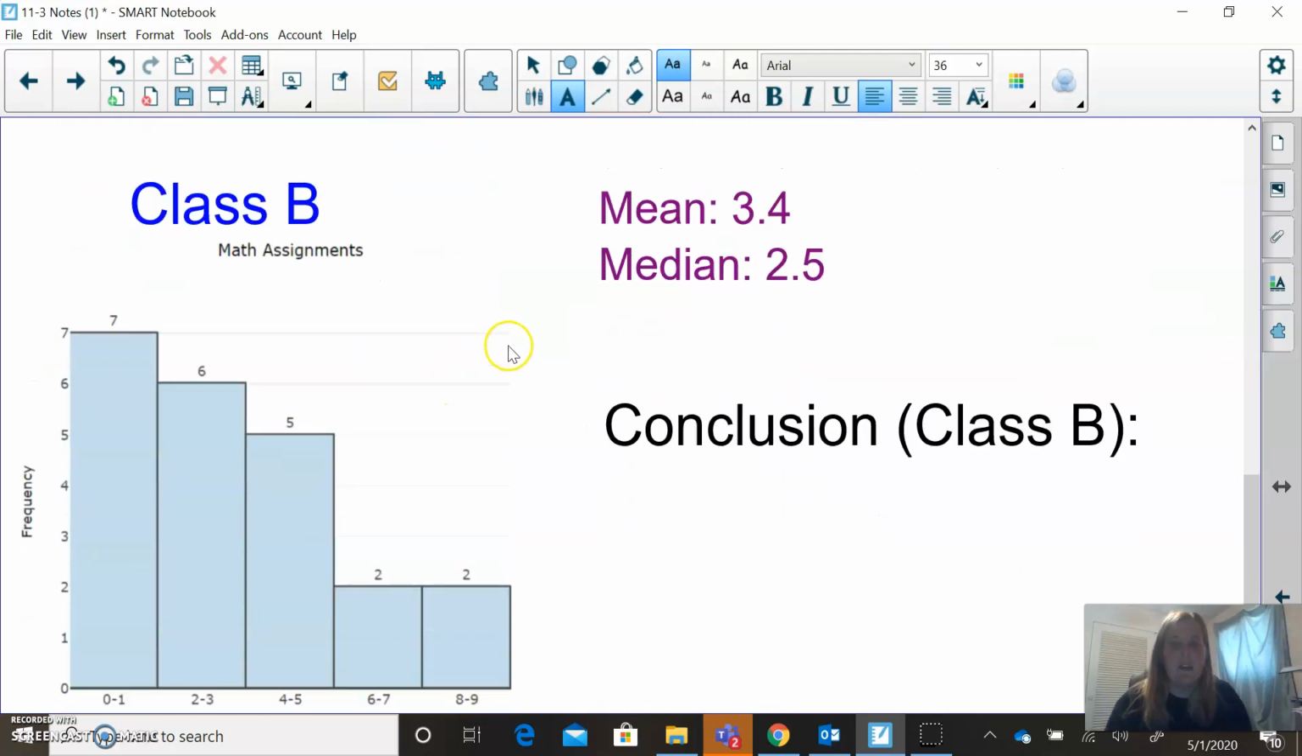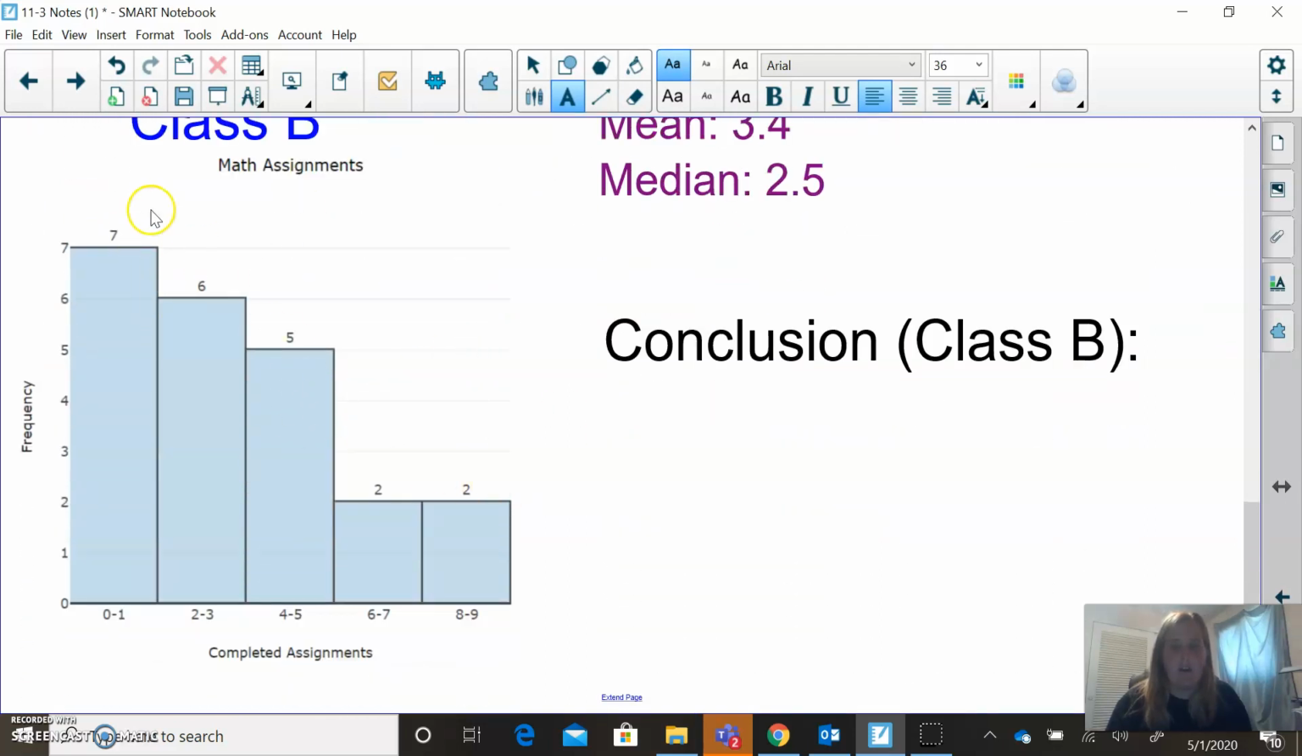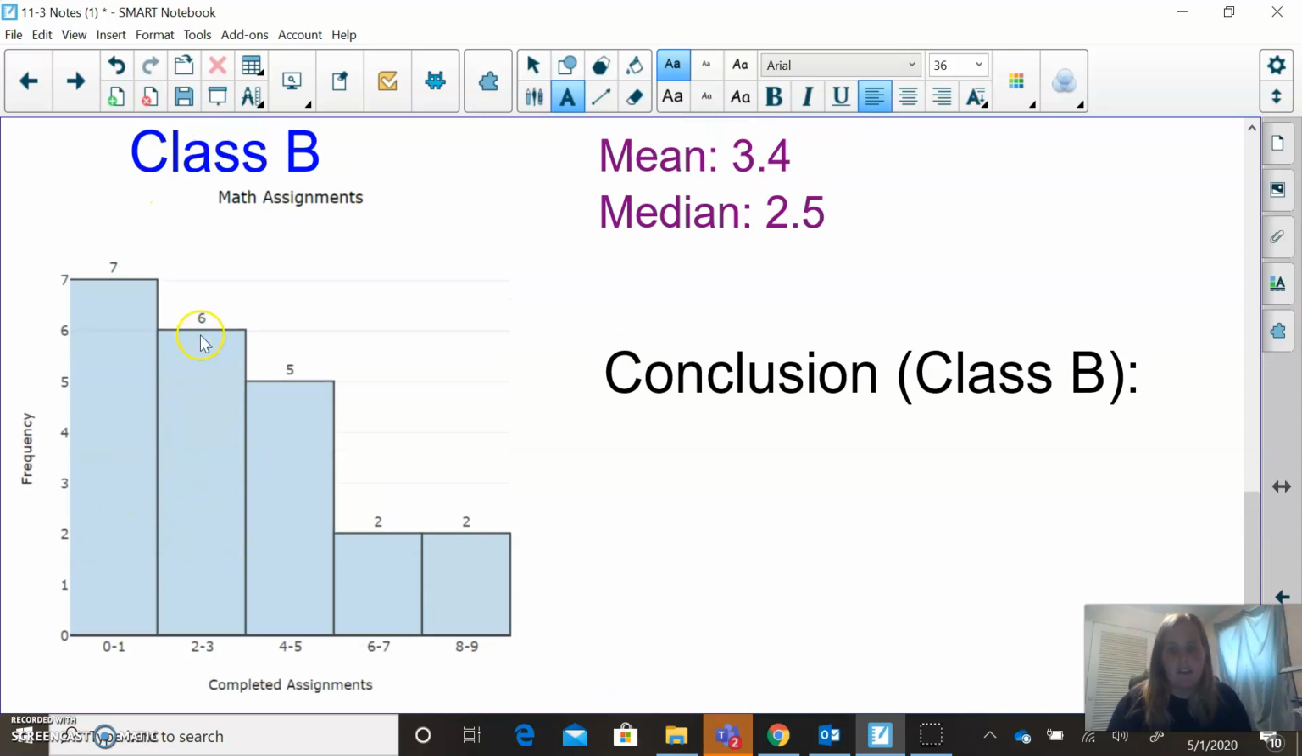For Class B, if you look here, ooh, this is heavily skewed right. There are more students that haven't turned in assignments than students that have. So for the 0 to 1 assignments, 7 students have only turned in 0 to 1 assignments. 6 students have turned in 2 to 3 assignments. 5 students have turned in 4 to 5 assignments. 2 students have turned in 6 to 7 assignments. And 2 students have turned in 8 to 9 assignments.